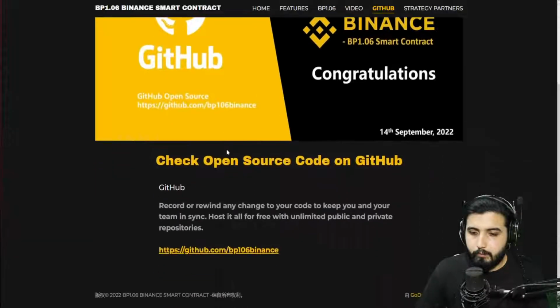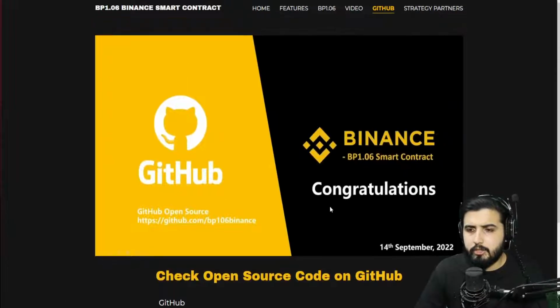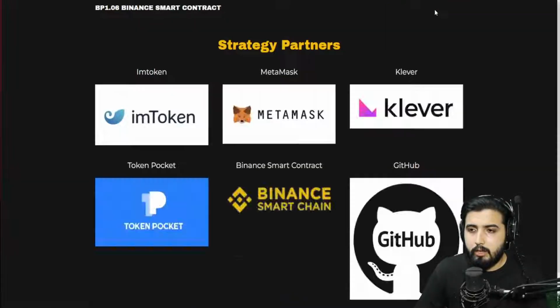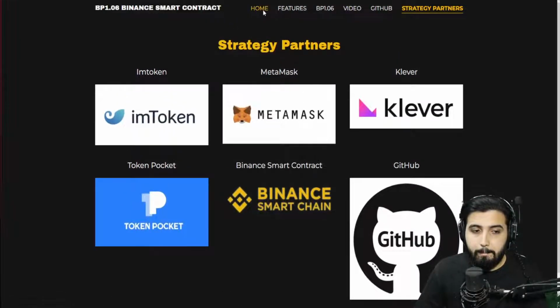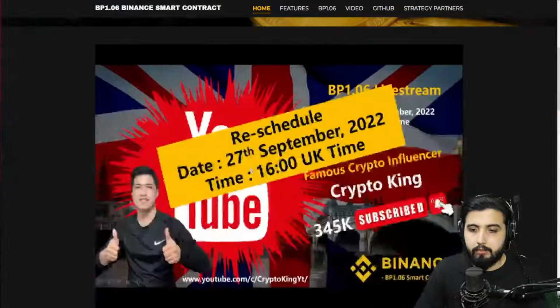And on the GitHub, I think it says record or rewind any change to your code to keep you and your team in sync. Host it all for free, with limited public and private. Okay, this is basically just a GitHub, and these are their strategy partners, which also include MetaMask, Binance Smart Chain, and GitHub. So this is very amazing. I don't think I have anything left in this one.